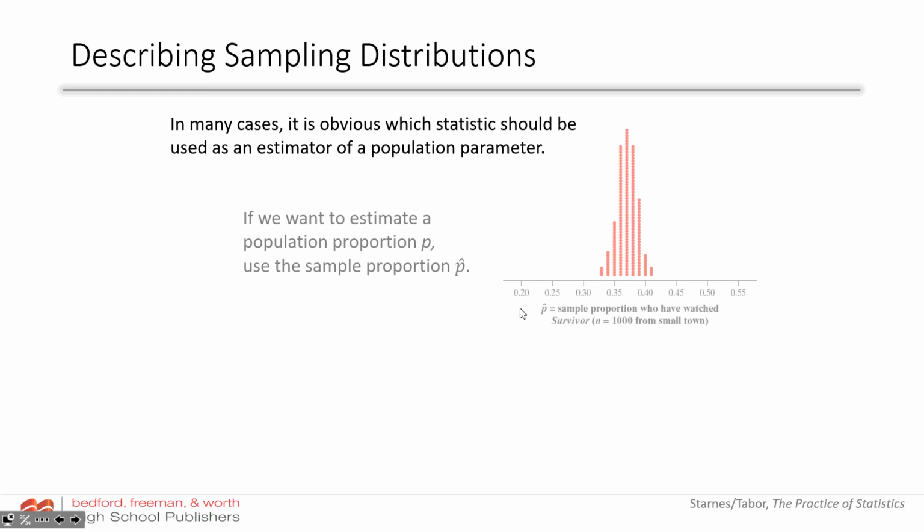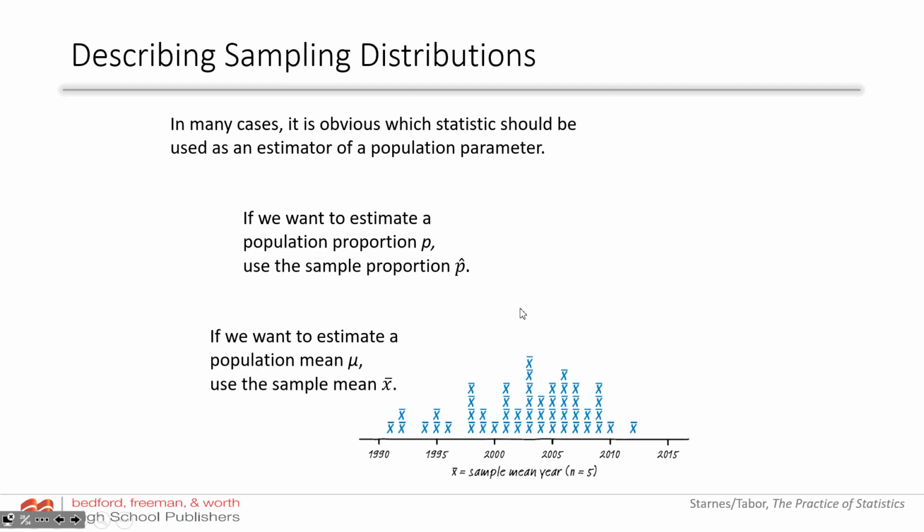Okay. Remember, our goal is to estimate a population parameter. If we want to estimate a population proportion, so the percent of people who watch Survivor, we should use a p hat, the sample proportion. So let's collect sample data and find the proportion of people who watch Survivor from that sample.